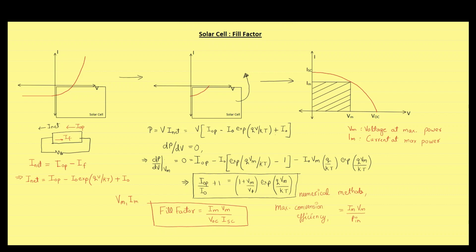incident input optical power. It may be possible that the current value at maximum power is not provided to you, but the open circuit voltage, short circuit current and the fill factor are provided. So, the conversion efficiency can also be written in terms of fill factor, like this. We have simply replaced the value of Im times Vm to be equal to fill factor multiplied by open circuit voltage multiplied by short circuit current.